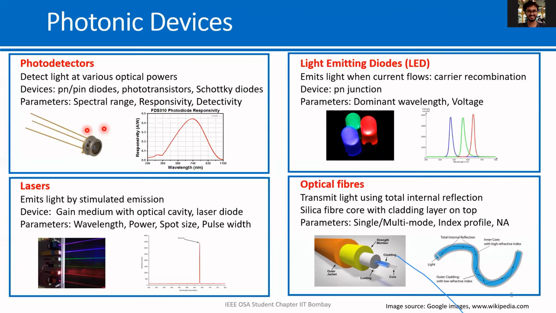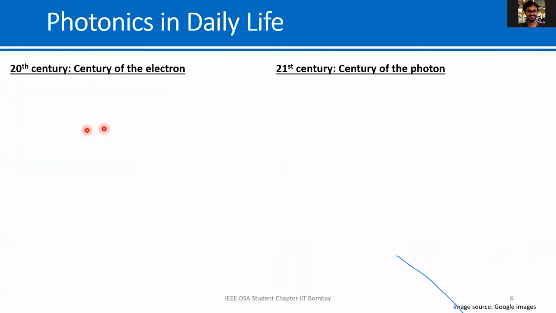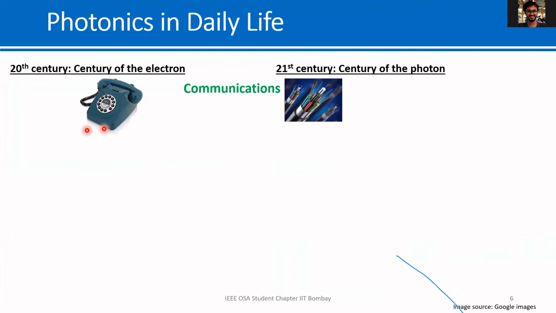So moving on to photonics in daily life, where all these different devices are employed. The 20th century, we know, was the century of the electron. A lot of electronic devices came about, whereas the 21st century, we can rightly say, is the century of the photon, and I will show you examples of that. First, in case of communication, we switched from communication using a landline to something like optical fiber-based communication.